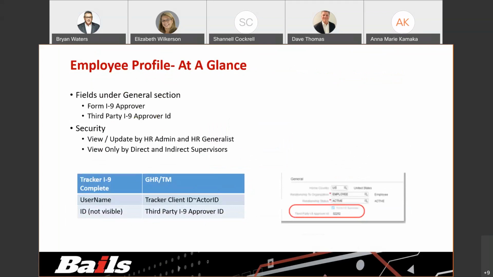In security, the only people that can view or update the I-9 approvers are the HR admin and HR generalists. The direct supervisors and indirect supervisors can only view this information here under the at a glance page. So you would see the Form I-9 approver checked, and then the third-party I-9 approver ID is presented.